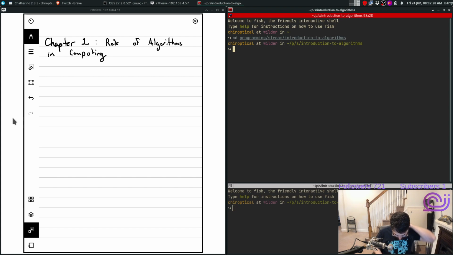Okay. So we have a statement of the problem, which specifies in general terms a desired input-output relationship for problems. These could be of arbitrary size, and the algorithm describes a specific computational procedure for achieving that input-output relationship in all problem instances. Okay, so we're going to formally define a sorting problem.